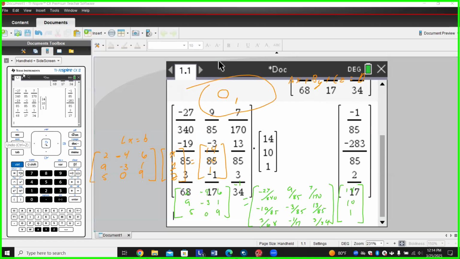So to finalize this answer, it would be -185, -2, 8385, and 217.